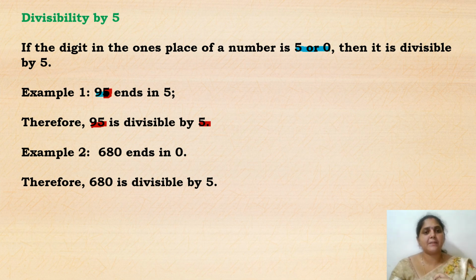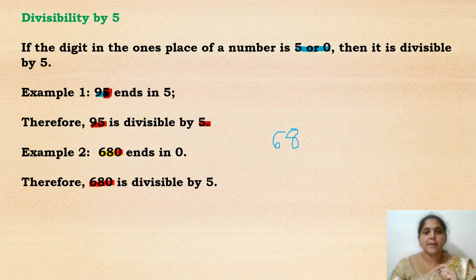One more example I am taking. My number is 680 and in the ones place I have 0. So is 0 divisible in the 5 table or not? Yes, 0 is divisible in the 5 table. So therefore 680 is divisible by 5. If you want, you can cross check it. How will you check it?